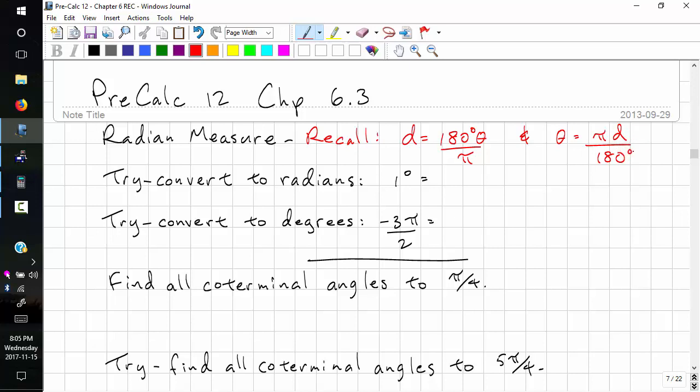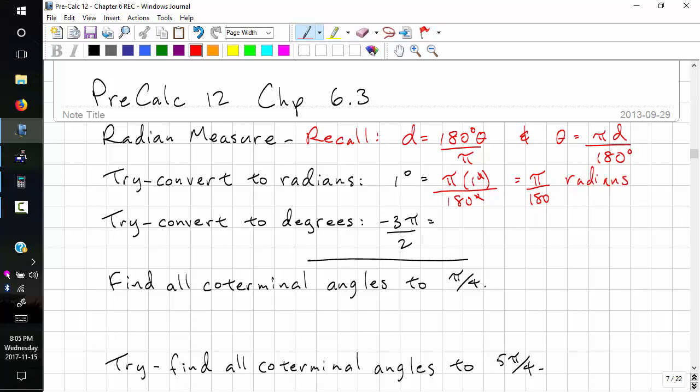So let's try to convert 1 degree. This is pi times 1 degree over 180 degrees. Cancel out the degrees, and we get pi over 180 radians.